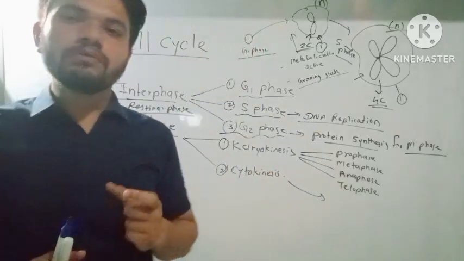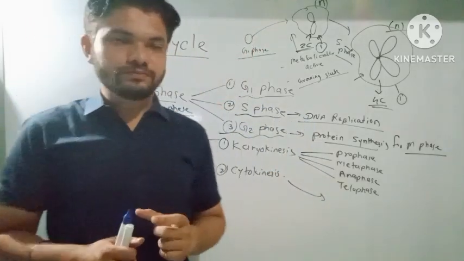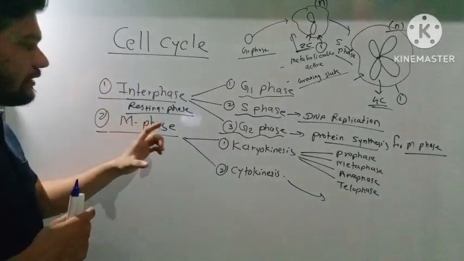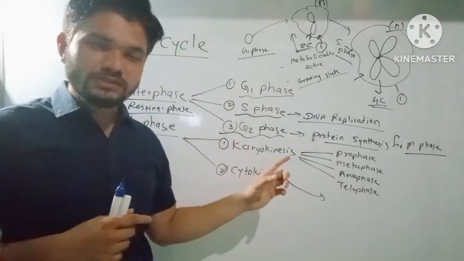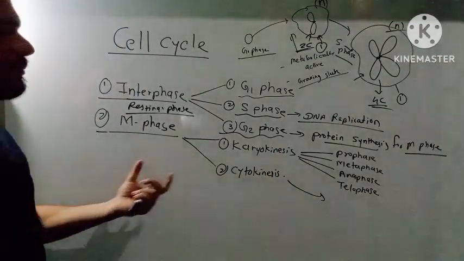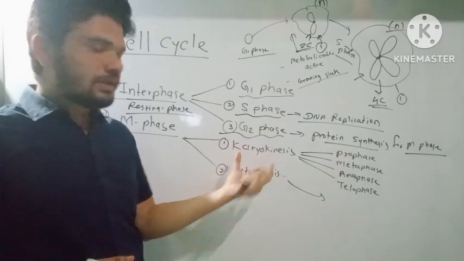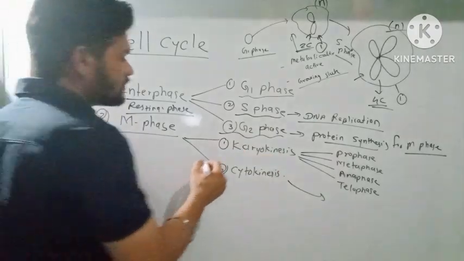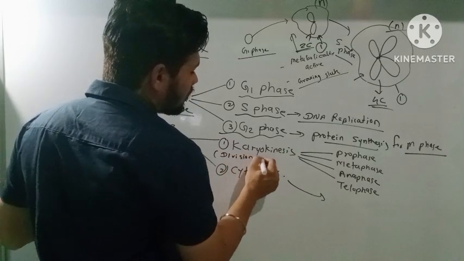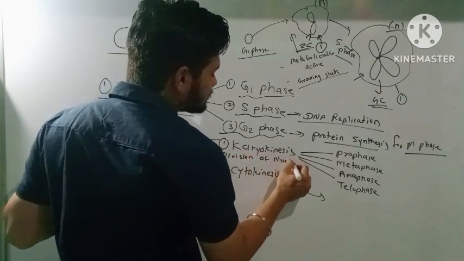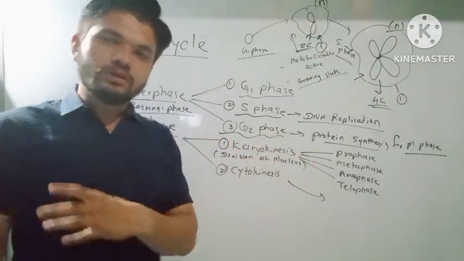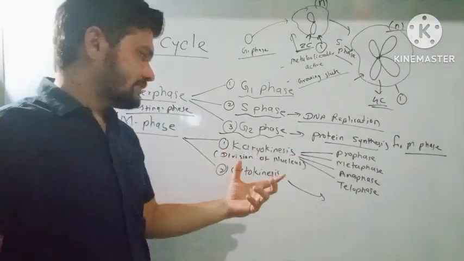Then we will learn about the M phase, and in this we will learn about the karyokinesis first, which is the first phase of M phase. So what do we mean by karyokinesis? Karyokinesis is a term which we use for the division of nucleus. Karyon means nucleus, and the division of the nucleus is called karyokinesis.